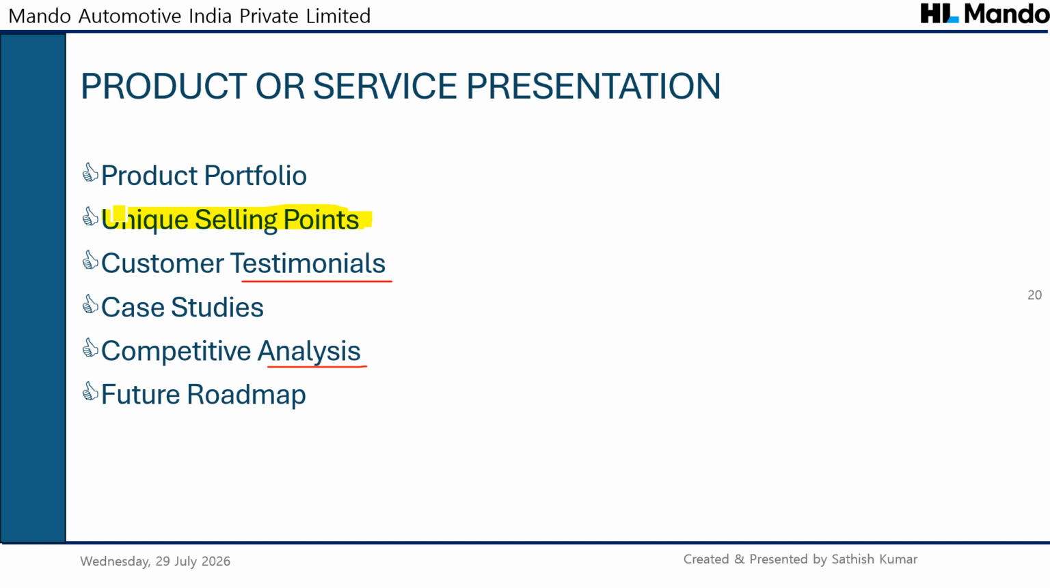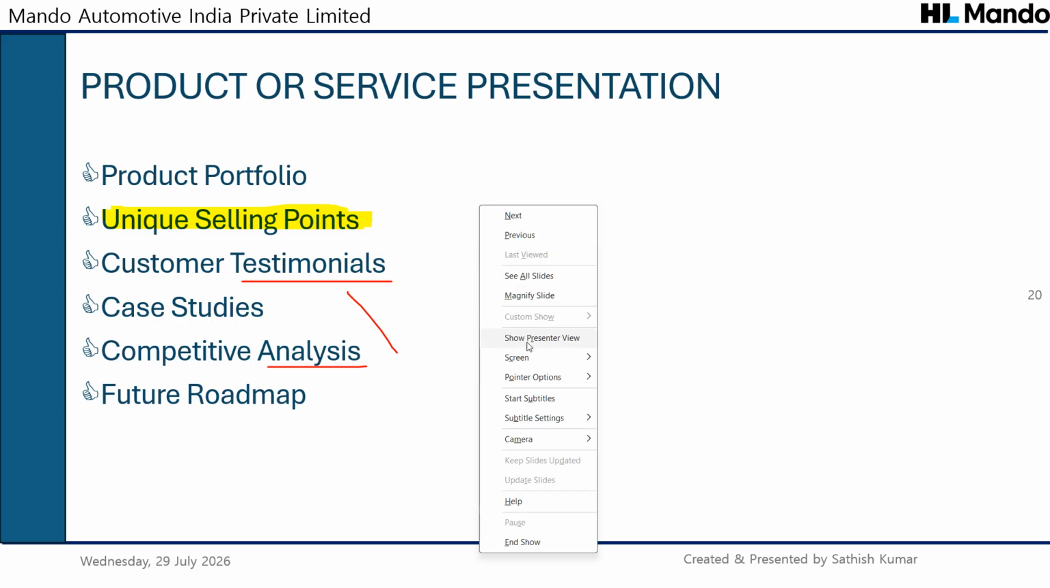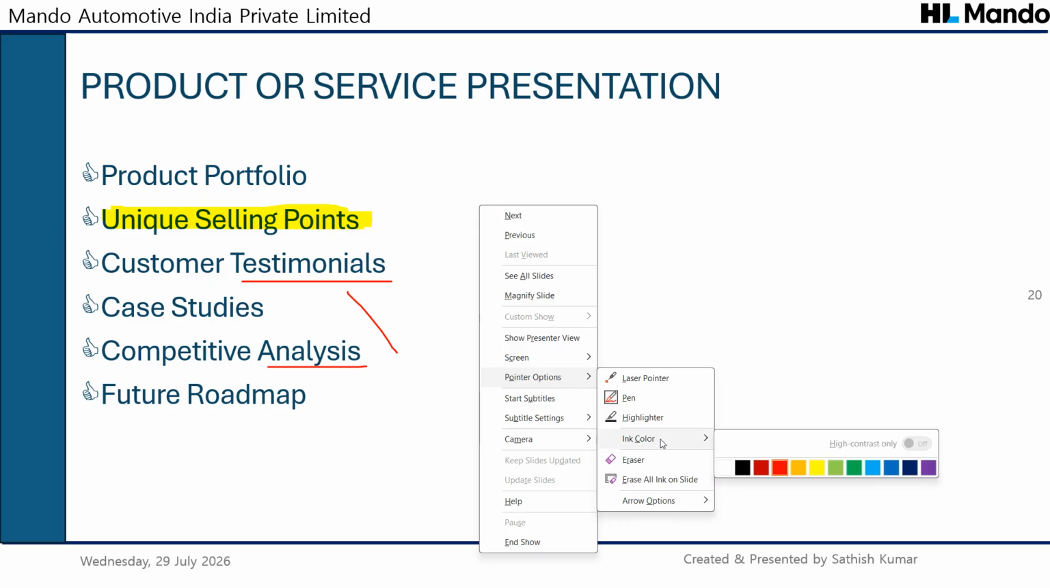Right click, Pointer Options, Ink Color. You can go to that ink color and change that color. For example, I want the purple color pen. So I can draw with the pen in purple color.